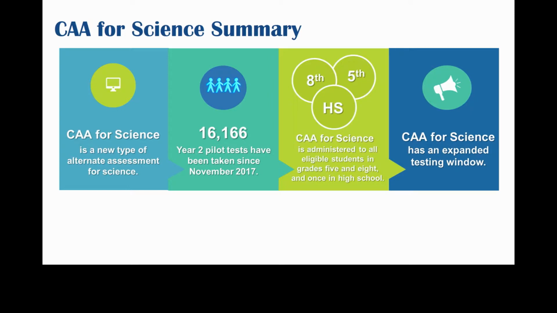The Year 2 pilot test was successfully administered to over 16,000 students this past spring. Remember that the CAA for Science consists of 3 embedded performance tasks, and participation is calculated on completion of all 3 of these performance tasks. This test is administered to all eligible students in grades 5, 8, and once in high school, specifically in grade 10, 11, or 12. So the good news, the CAA for Science testing window has been expanded to maximize flexibility for your test examiners and for the unique needs of this student population.